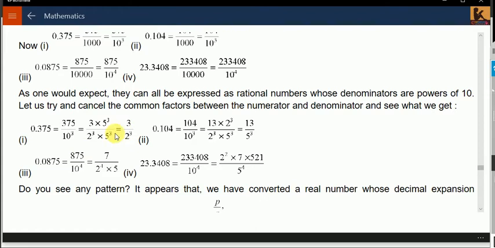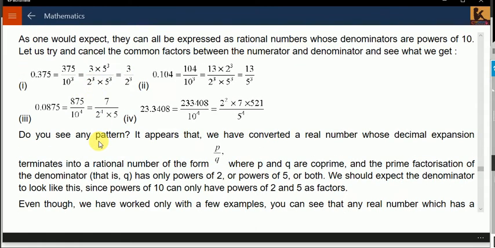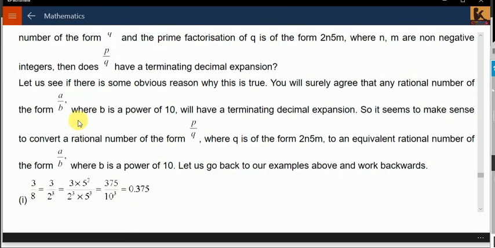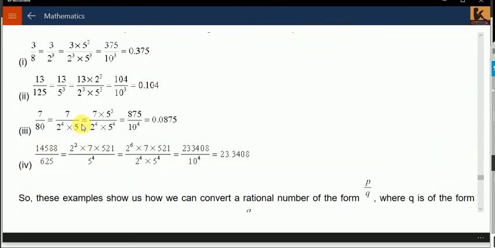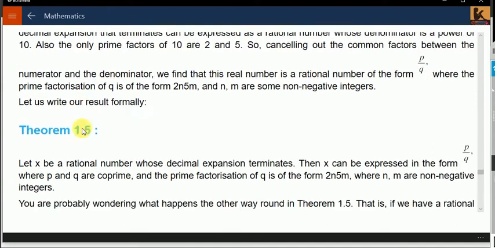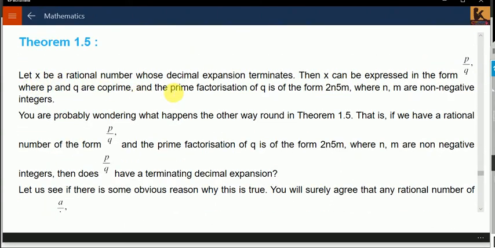If the rational number has a form of 2 and 3, this we will study in the theorem. The first theorem we will study is theorem number 1.5. Let x be a rational number whose decimal expansion terminates. Then x can be expressed in p by q form, where p and q are co-prime. The prime factorization of q is in the form of 2 raised to power n. Again, this is wrong. The actual form is 2 raised to power n and 5 raised to power m, meaning the factors of q should be in the form of 2^n and 5^m.